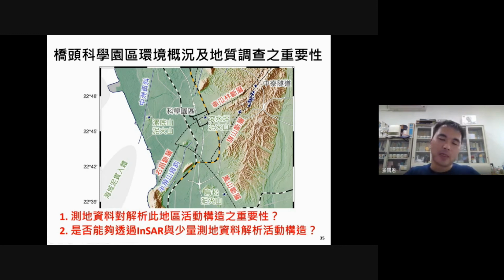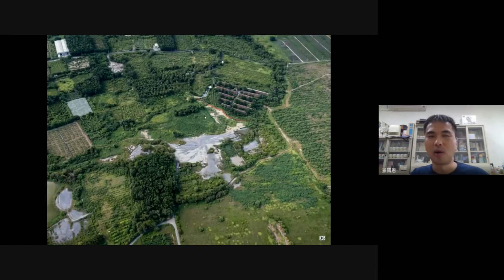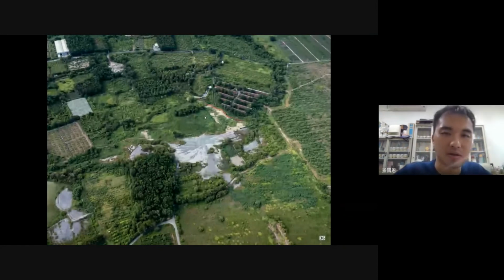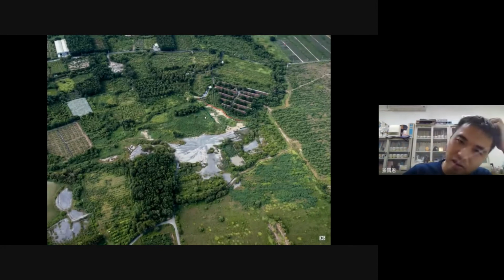So now the problem is, could we realize the activities of those faults based on the geodetic data? And could we use InSAR results to recognize the type of faults or the locations of faults? This is basically what we want to understand, and why we want to use geodetic data to understand these questions.